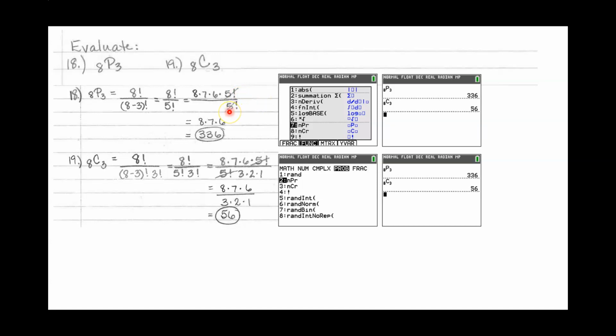So same thing here down in the bottom. 5 factorial would just be 5, 4, 3, 2, 1. So these will drop each other out and just leave us with 8 times 7 times 6, which is 336. Now, you also could do that on your calculator.